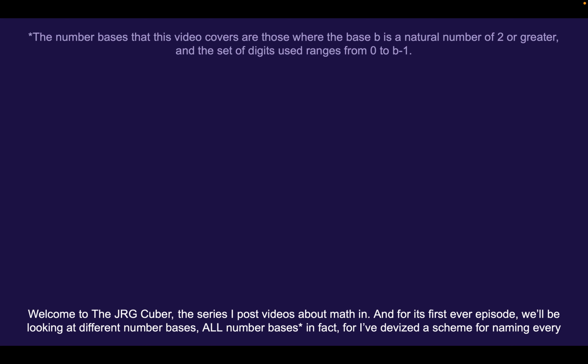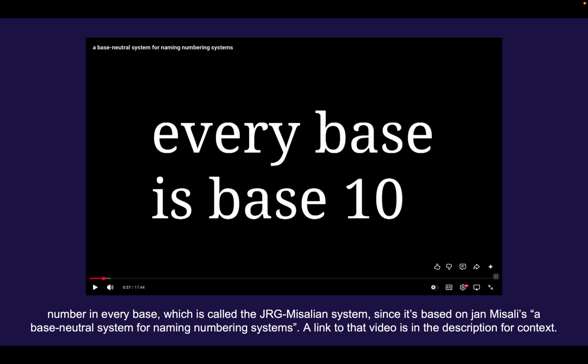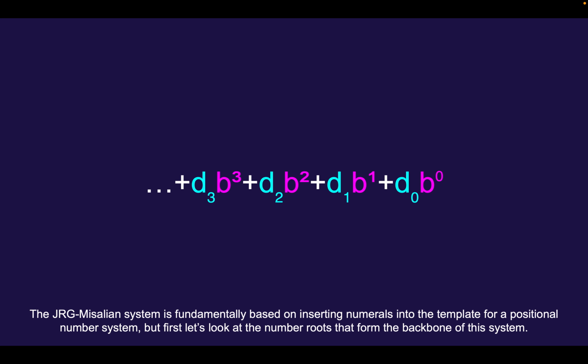All number bases, in fact, for I have devised a scheme for naming every number in every base, which is called the JRG Missalian system, since it's based on Jan Misali's base-neutral system for naming numbering systems. A link to that video is in the description for context. The JRG Missalian system is fundamentally based on inserting numerals into the template for a positional number system. But first, let's look at the number roots that form the backbone of the system.